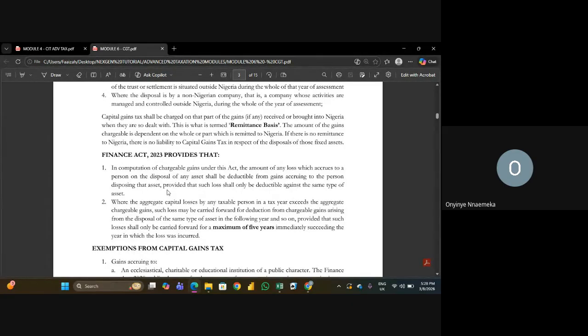So it means that after 5 years on CGT, now, unlike normal CIT, for normal CIT you can relieve loss for as long as you want. For CGT, it is a maximum of what? 5 years. You cannot relieve loss for more than 5 years. Guys, are we still together?